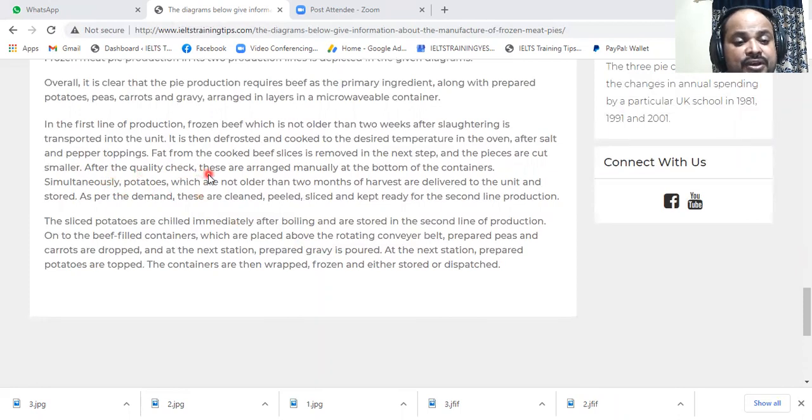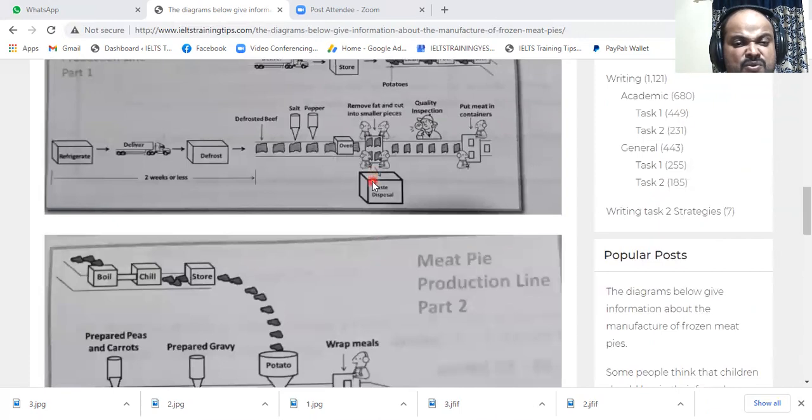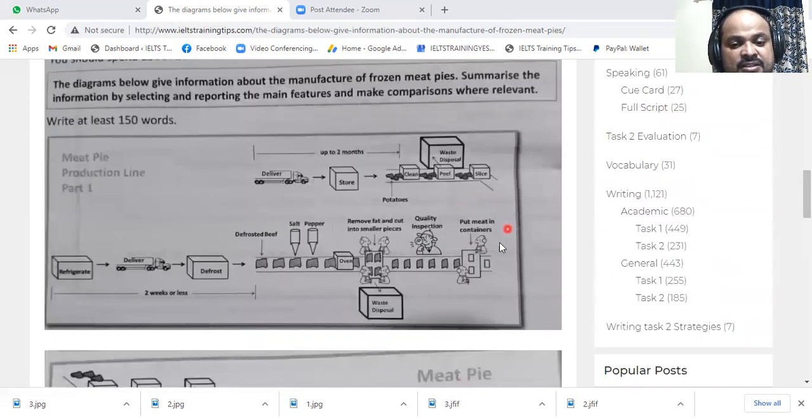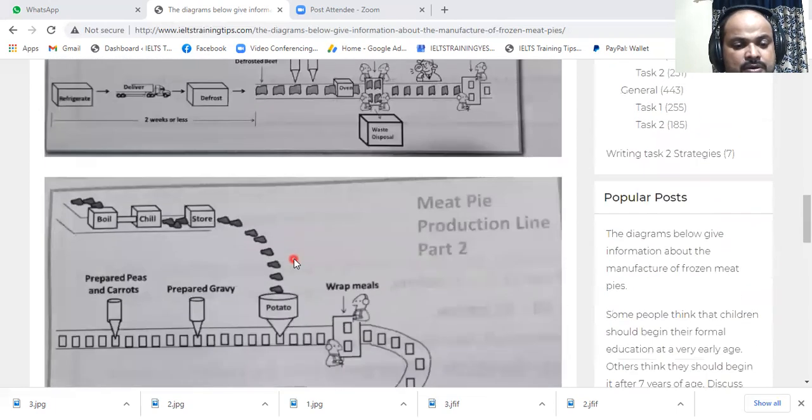Manual things here. After the quality check, these are arranged manually at the bottom of the containers. So this is the quality check, and these pieces are arranged manually at the bottom of the containers. And this thing goes on.